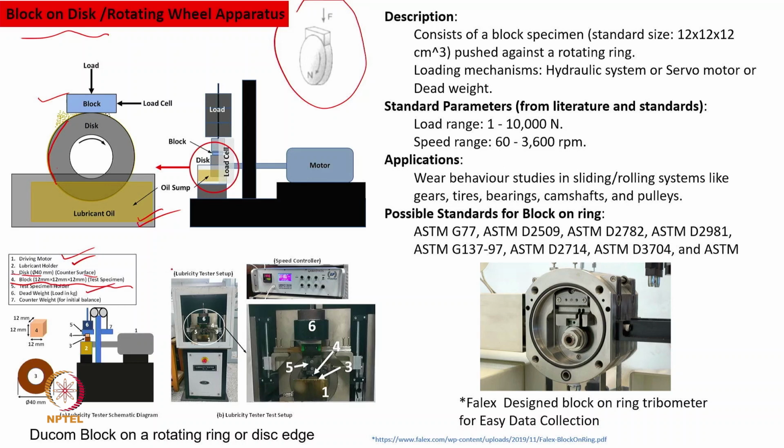Load can be applied as per the requirement. Now this is the description that has been given. We see the block specimen is 12 by 12 by 12, however it can be changed depending on the requirement, and the applied load has a huge range, something like 1 to 10,000 newton. The speed range is also very high, 60 rpm to 3600 rpm. This can be utilized to simulate gear pairs, and also tires, bearings, camshafts, pulleys. So this is a very good setup as such.